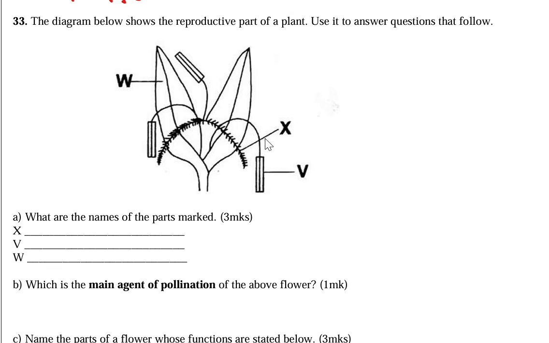So we're going to start with X. X is known as the stigma. So feathery stigma, you can see it has some things like feathers to catch pollen grains. So X is the stigma. What about V? V, these are the anthers. V is the anther. What about W? W is the petal. So W is called the petal.